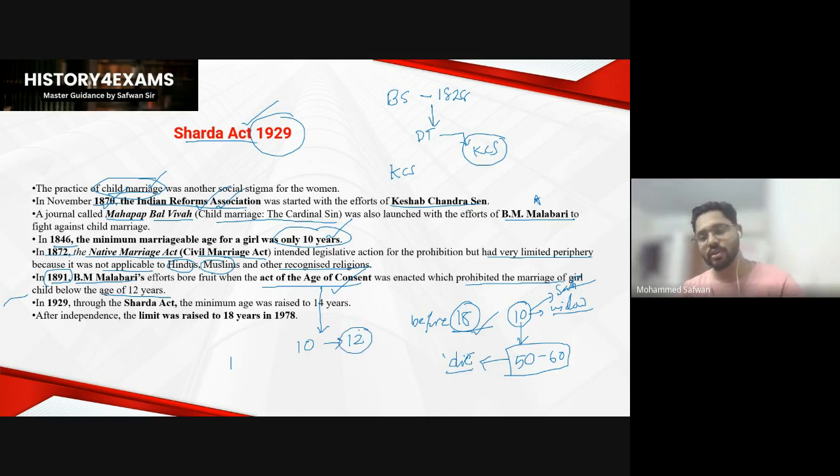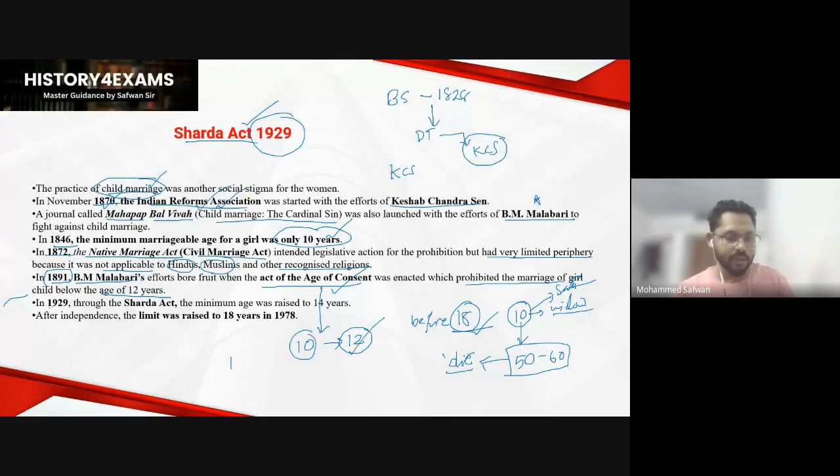In history we see there was good criticism, much conflict, and violence over this act. Even Balagangadhar Tilak, one of the extremist leaders, opposed the bill because, like the others we discussed, they said it was an intervention in their community and religious belief. So the Age of Consent in 1891, by B.M. Malabari, raised the age of girls from 10 to 12.